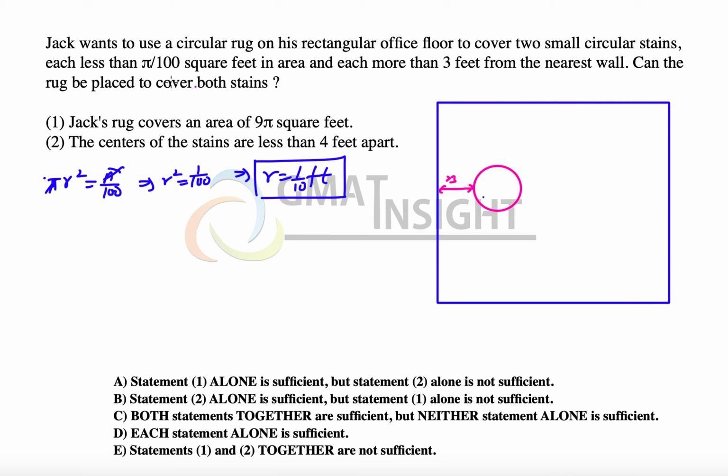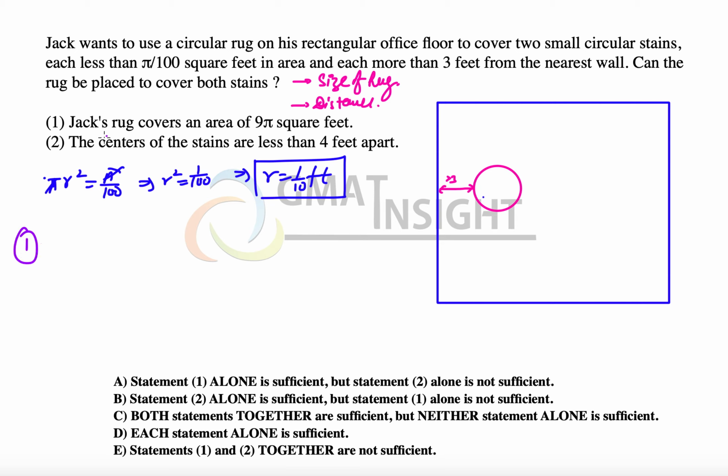Can the rug be placed to cover both the stains? To answer this question we need two things. One is how far apart the two stains are placed, and secondly the size of the rug. Let me just quickly note it down. We need the size of the rug because that will tell us whether it can cover the two stains or not, and secondly we need to know the distance between the two stains. Let's start with the first statement.